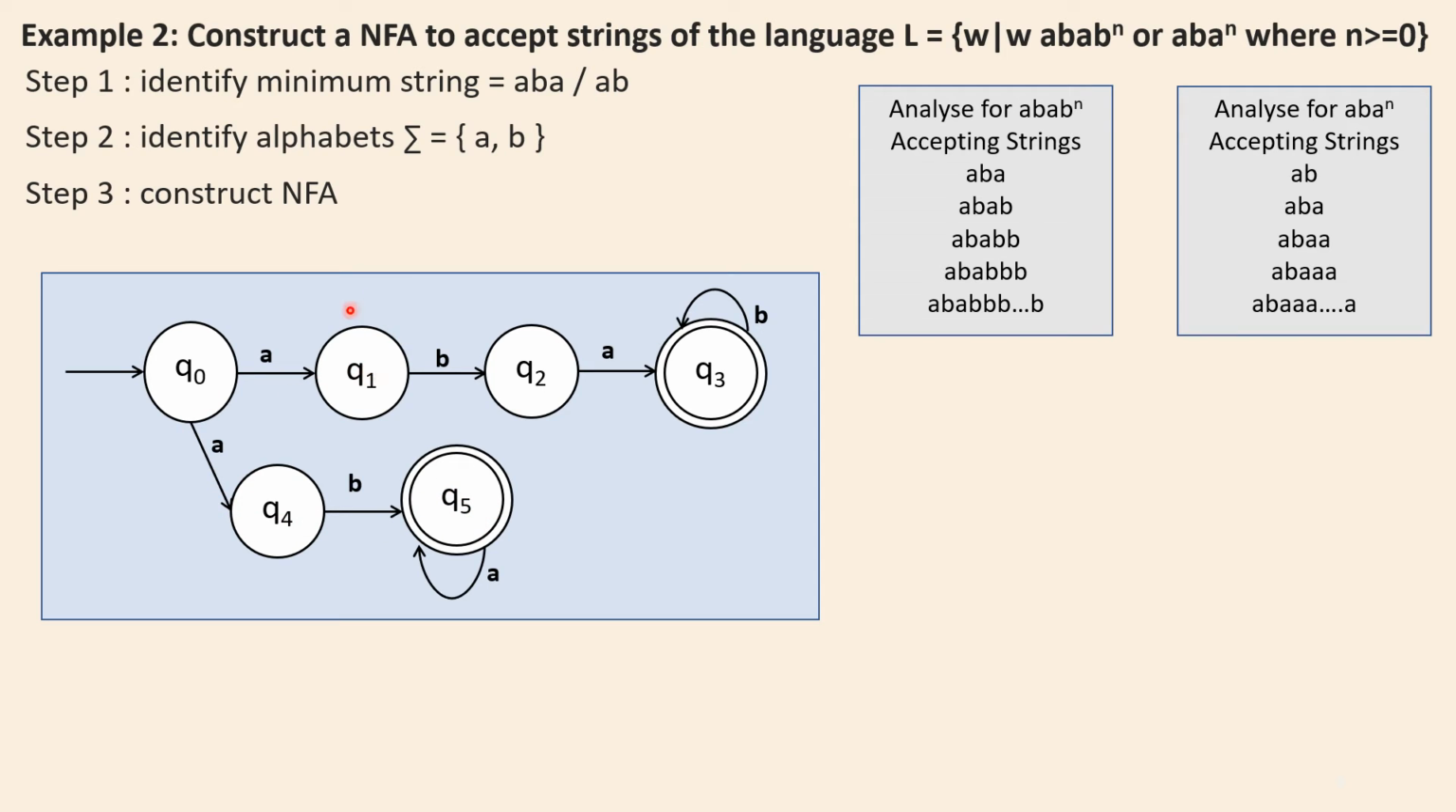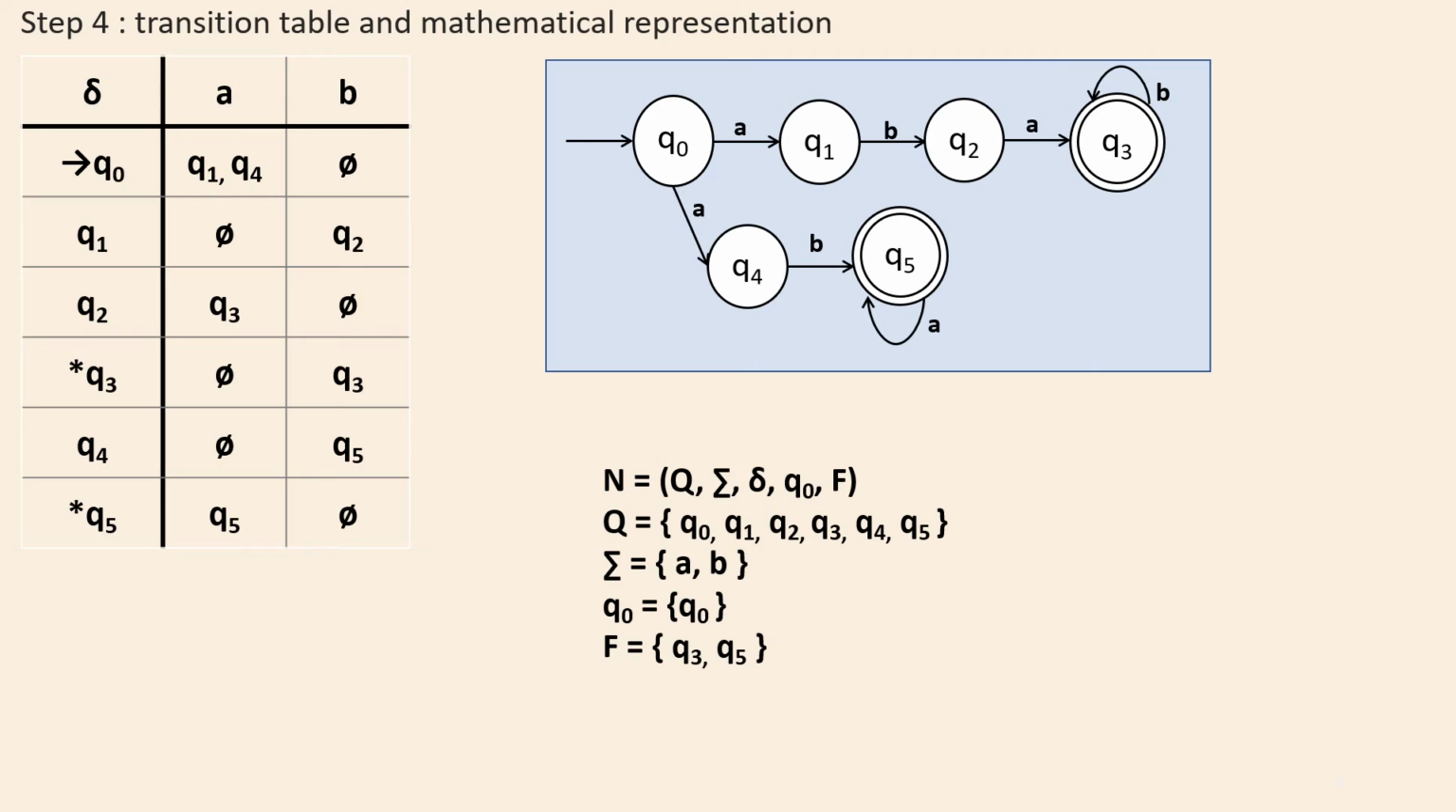So if we are wondering what will happen if we have n number of A's or B's here, the string will get terminated. We need not do any further constructions. So here we have the transition table and the mathematical representation. This is the completed NFA diagram.